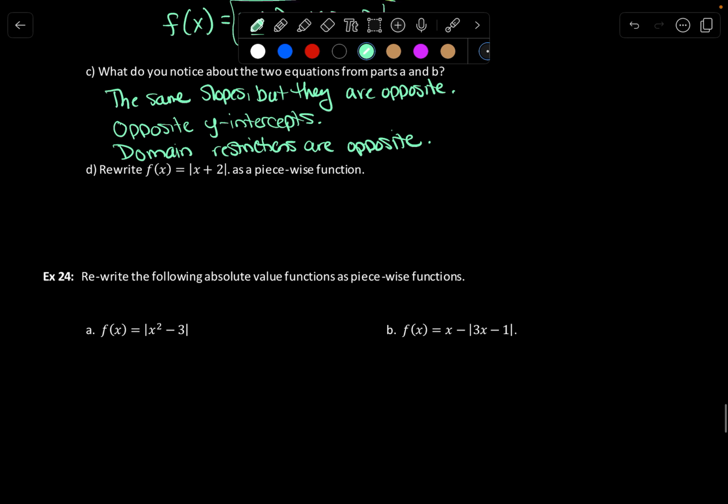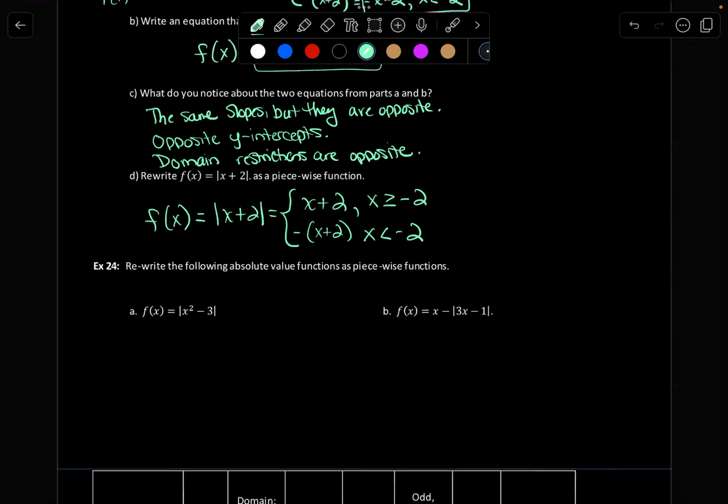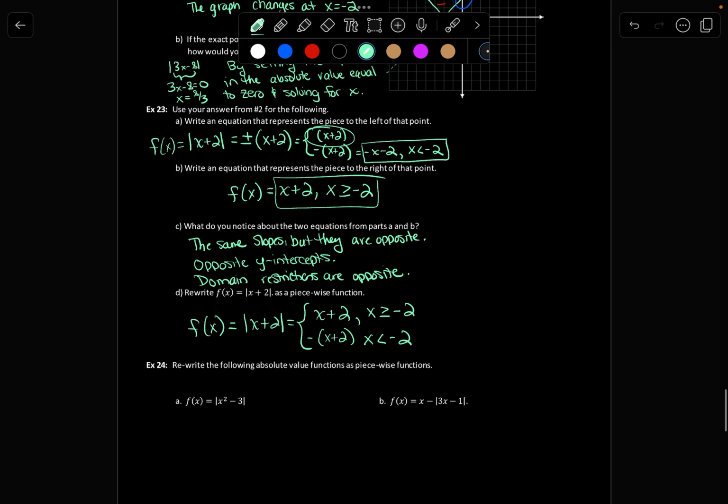So now finally rewrite f of x as a piecewise function. So f of x is equal to this absolute value function, which is equal to the two pieces. We have x plus 2, and then we have negative x plus 2. The positive slope is from x is greater than or equal to -2, and then the negative slope is when x is less than -2, because it's on the left side.